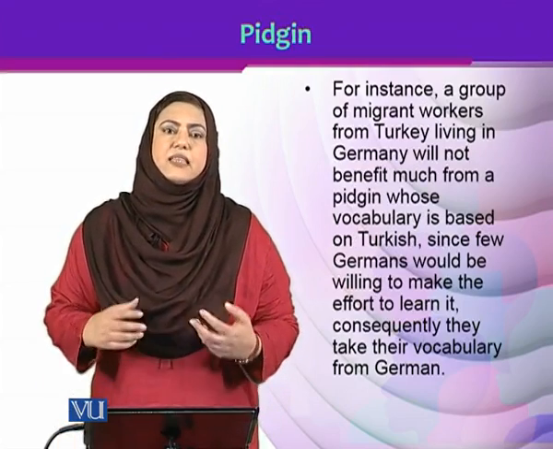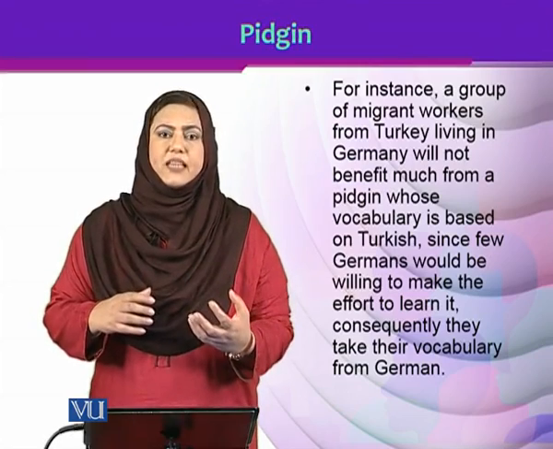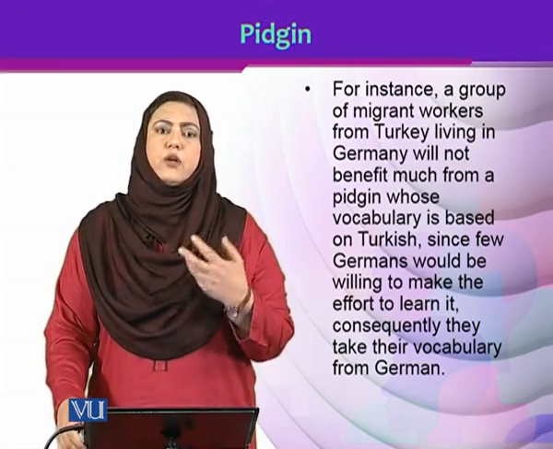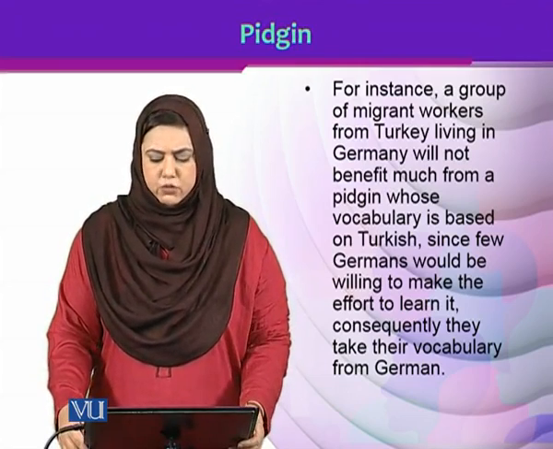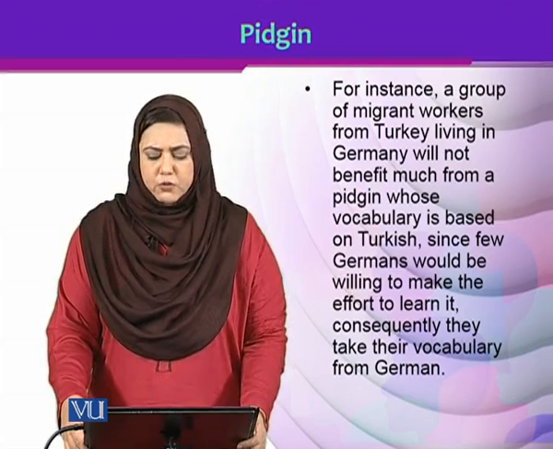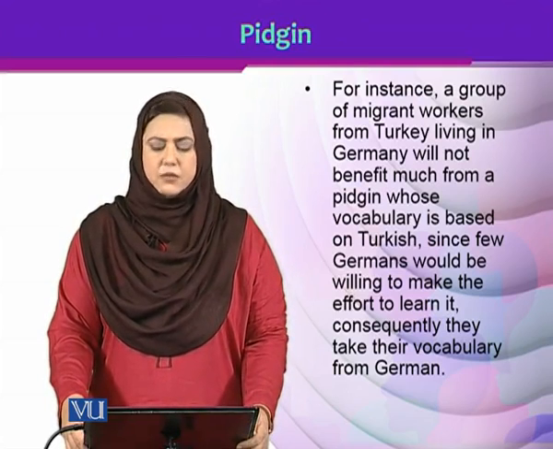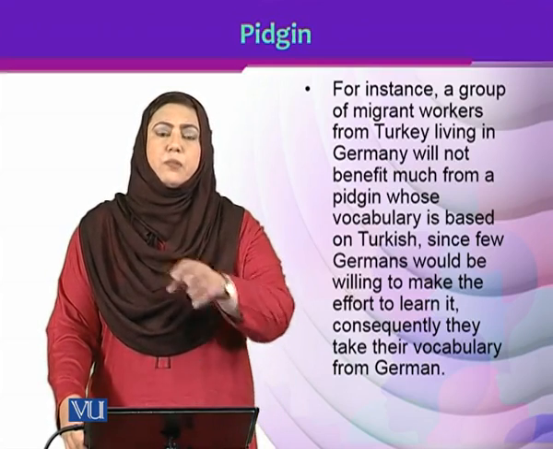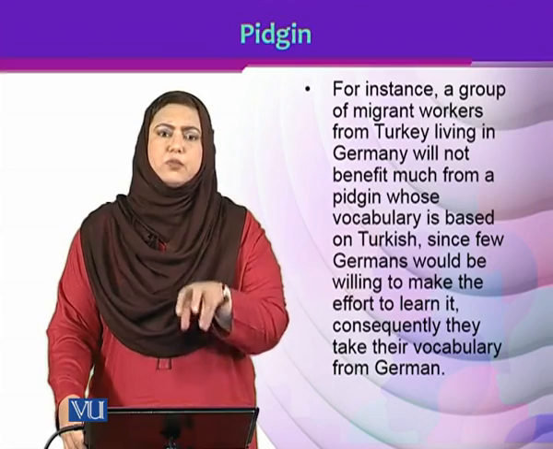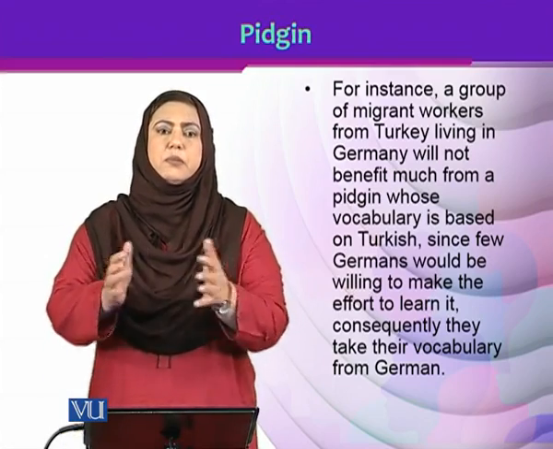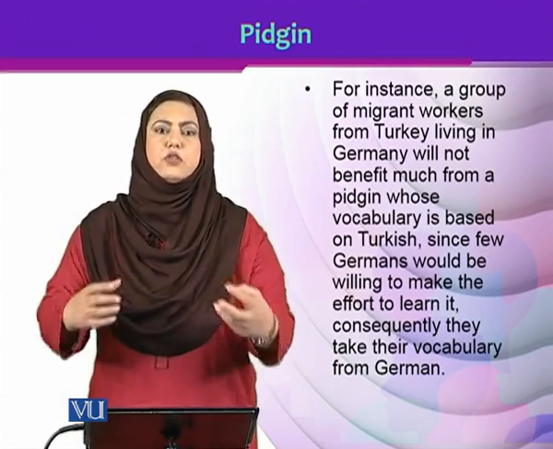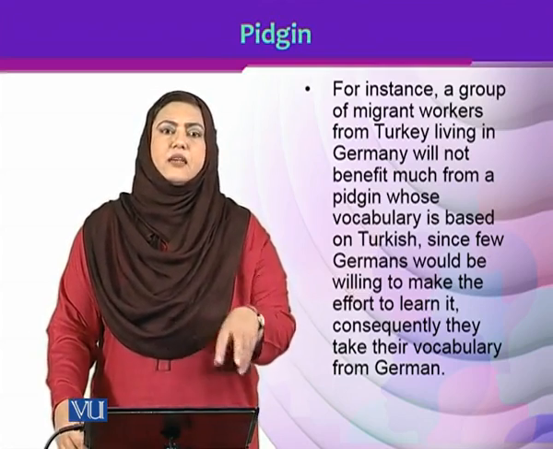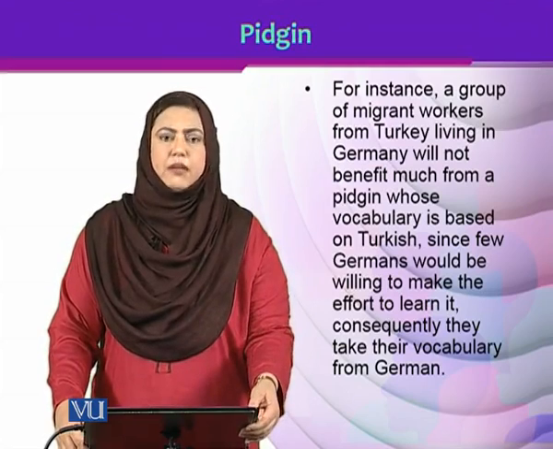Generally, the vocabulary that it has is of the dominant group. If group A is dominant, then their language; if group B is dominant, then their language would influence more in terms of vocabulary choices. For example, a group of migrant workers from Turkey living in Germany will not benefit much from a pidgin whose vocabulary is based on Turkish, because the number of Turkish people would be smaller. The number of German people would be greater. So most of the vocabulary would come from the German language, so that, when it is spoken, all the people could benefit out of that.